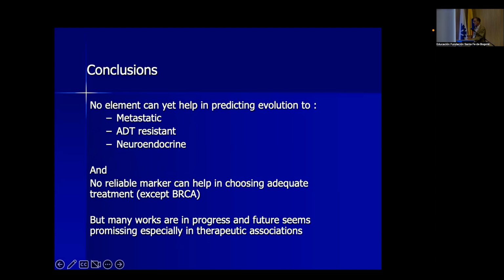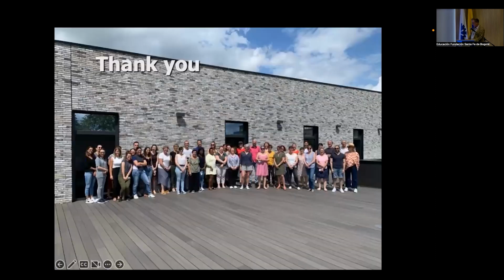But no element can yet help the urologist predict the evolution toward metastatic disease, androgen therapy resistance or neuroendocrine evolution of the tumor. And no markers can help in choosing adequate treatment except BRCA or MSI. But many works are in progress and the future seems promising. Okay. Thank you for your attention.